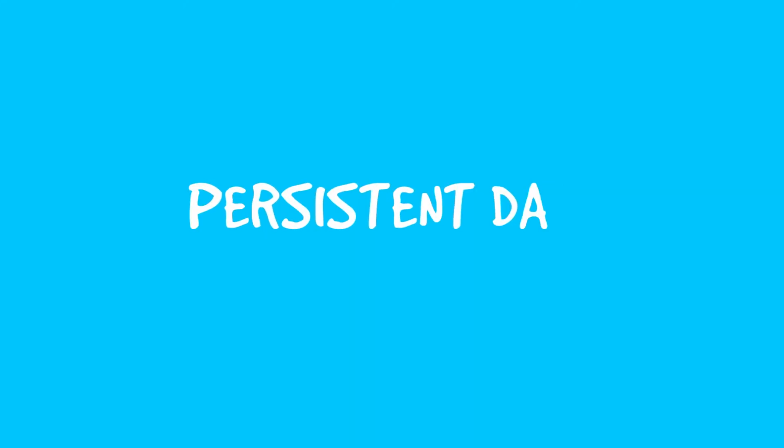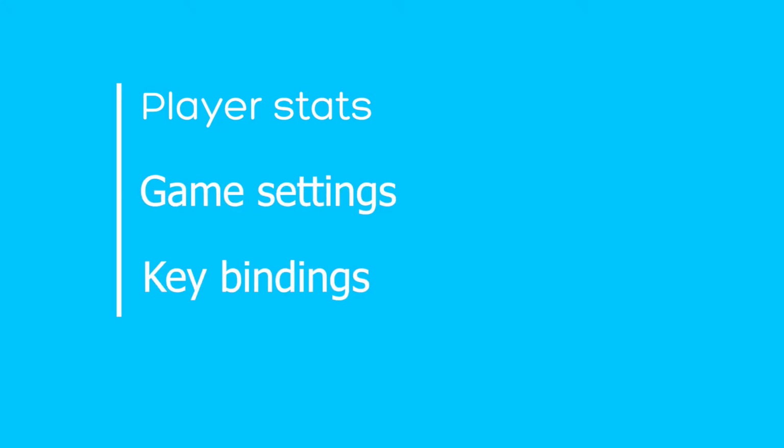Player prefs is a class that is used to save data permanently. That means that the data won't get erased when the user quits the game. This sort of data is called persistent data, and it's generally used to save things like player stats, game settings, or key bindings, etc. Usually the kind of stuff that you might not want deleted. So let's see how we write them.